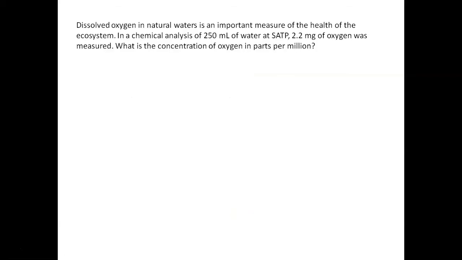So here we have some oxygen dissolved in water, and we record our mass of oxygen that's dissolved, and my mass is in milligrams. We were given our volume in milliliters, but we can convert that to liters. So now that I have my mass in milligrams and my volume in liters, once I'm done, then I can substitute the milligrams per liter for parts per million.